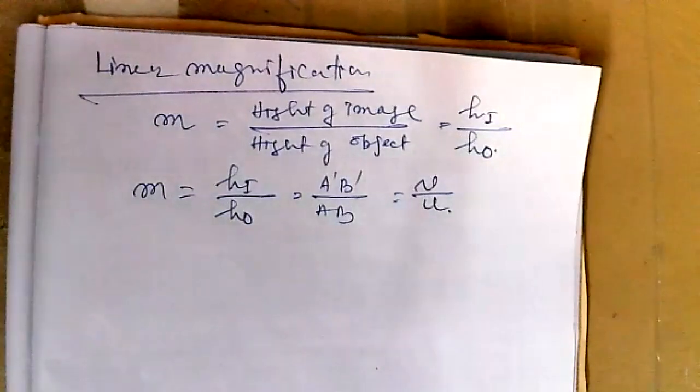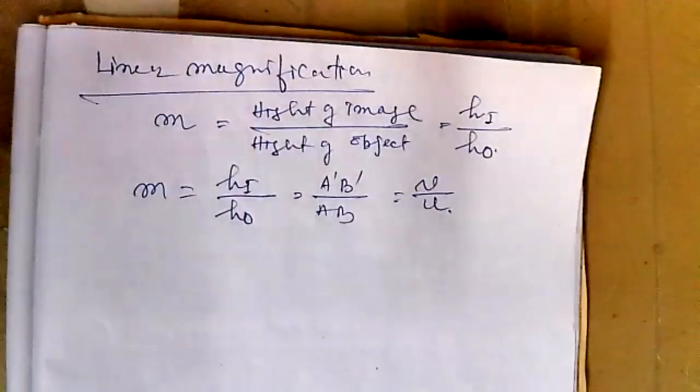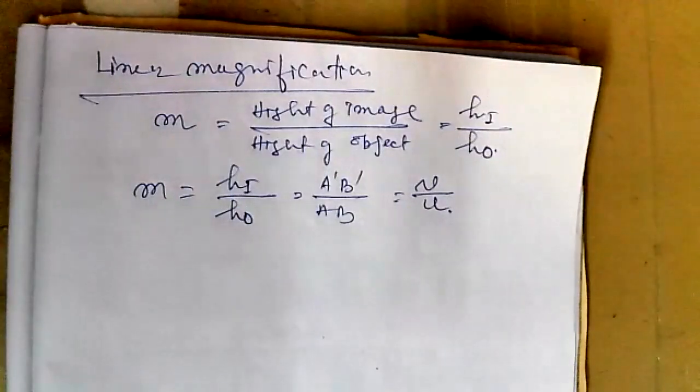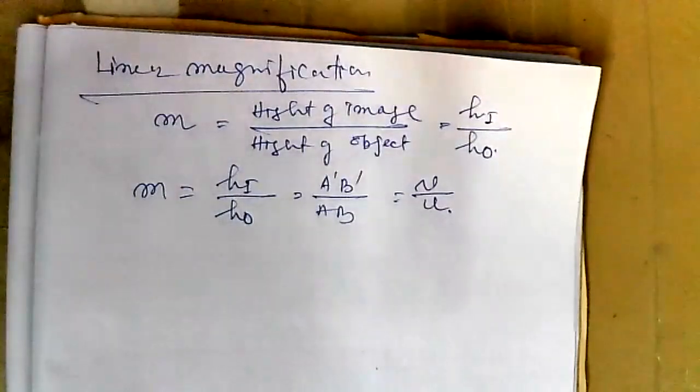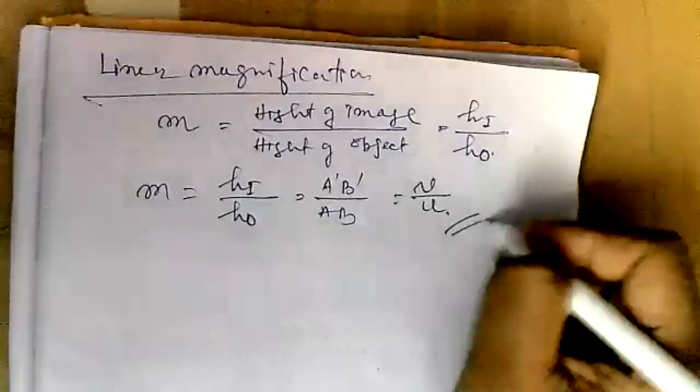Now there are several uses of this convex mirror. Just go through those portions and also the problems. So this reflection at spherical surface is completed. In the next class, we will start with refraction of light. So that's all for today.